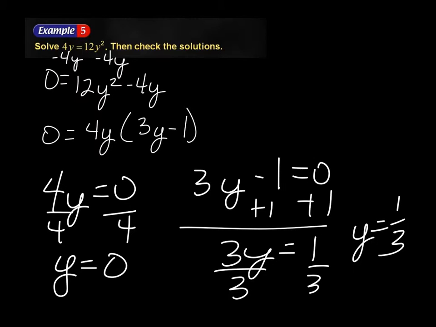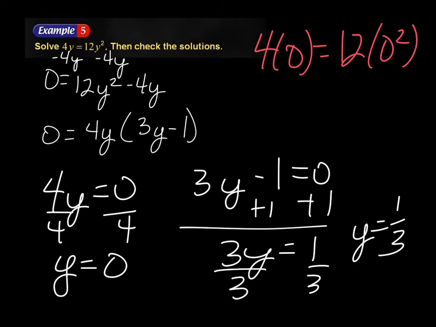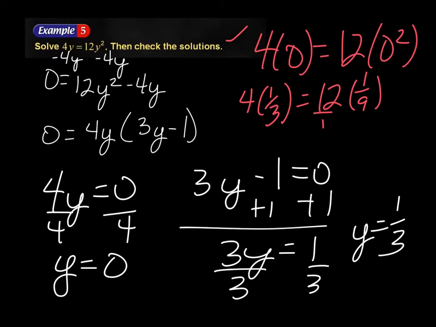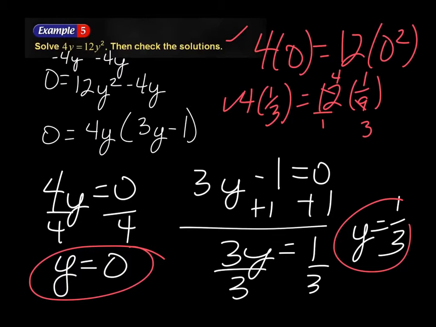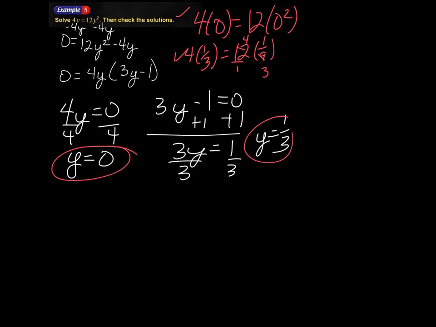When you go to check, it's always a good idea to go back to the very first equation you started with. So if I go 4 times 0, sure enough, that equals 12 times 0 squared. Yup. With the 1/3, 4 times 1/3 is going to be 4/3. And I sure hope that equals 12 times 1/3 squared, which is 1/9. If we cancel, sure enough, 4/3 equals 4/3. So my check works. My solutions are 0 and 1/3.